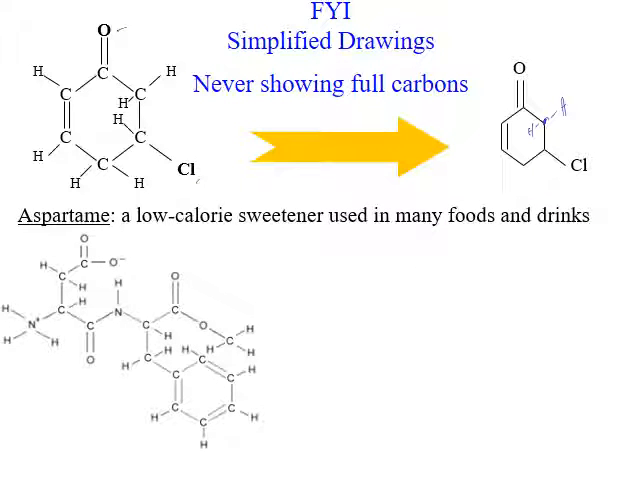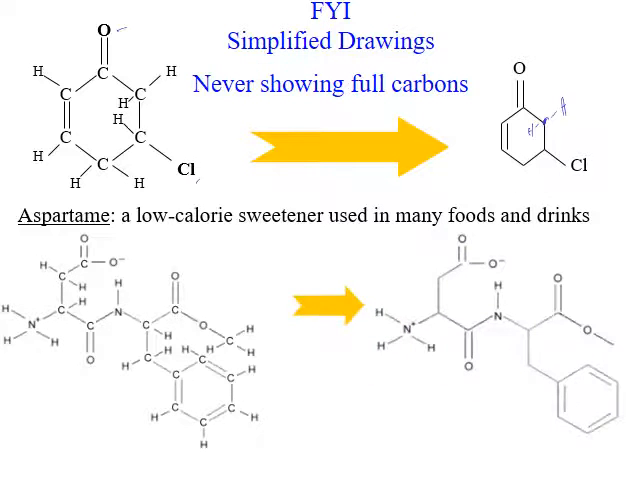Here's a very simple little chemical. It's not even that complex, really. It's called aspartame. It's a low-calorie sweetener used in many foods and drinks. And you can either draw the version on the left or the version on the right. Most chemists will go with the version on the right because it's just easier to draw. Again, they show the hydrogen if it's attached to an unusual atom like nitrogen, but if it's just a carbon atom, they ignore it. And they don't show most of the hydrogens in that case either if it's attached to carbon.